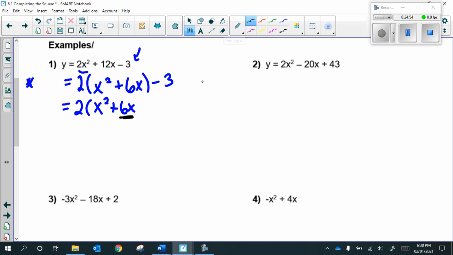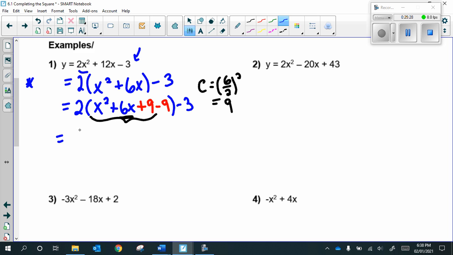So our c, our magic number, is going to be 6 divided by 2 squared. 6 divided by 2 is 3. 3 squared is 9. So our magic number is 9, which means in here I'm adding 9 and I'm subtracting 9. That is all done inside the bracket. I still have minus 3 on the end. Okay, so I added 9 and subtracted 9 inside the bracket. Still have the minus 3 on the end. What I've done here is I've created a perfect square, my first 3 terms.